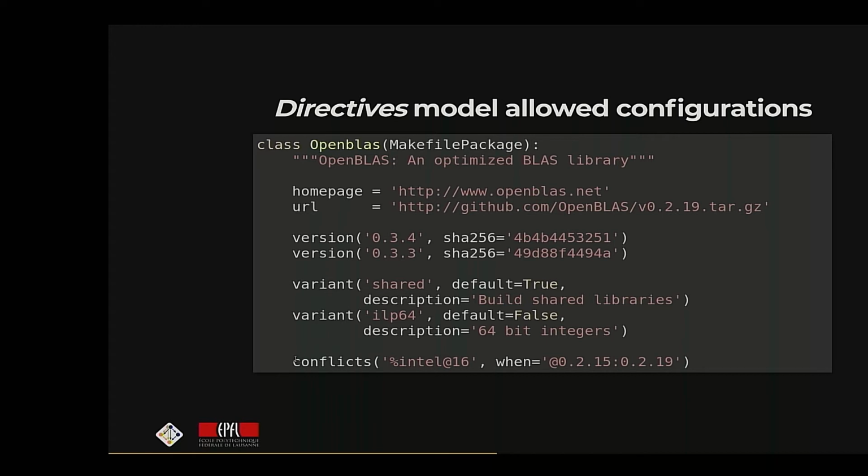As an aside, we also have directives. Of course, I won't go through all the directives one can use. I'll just try to give the basics. But as an aside, we have directives to invalidate, if it makes sense to warn users, entire subspaces of this combinatorial space. So for instance, in this case, this conflict directive basically says that OpenBLAS can't be installed with Intel at version 16 in this version range.